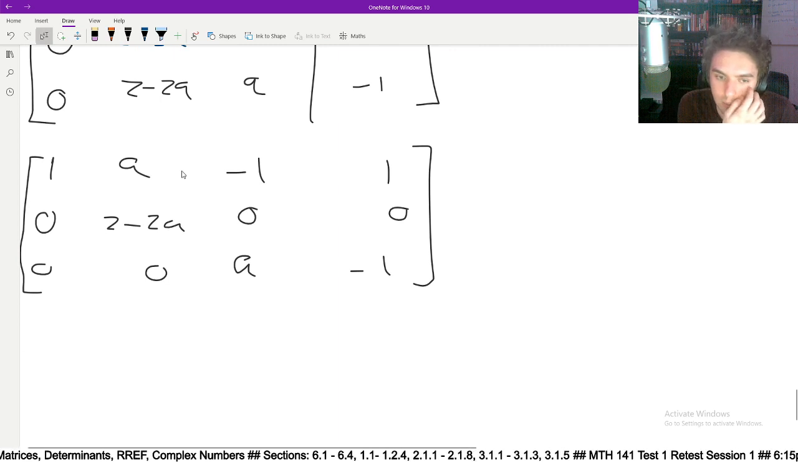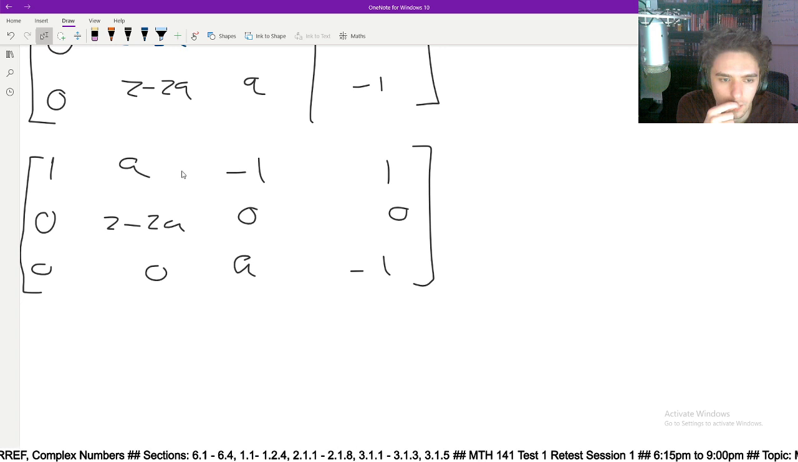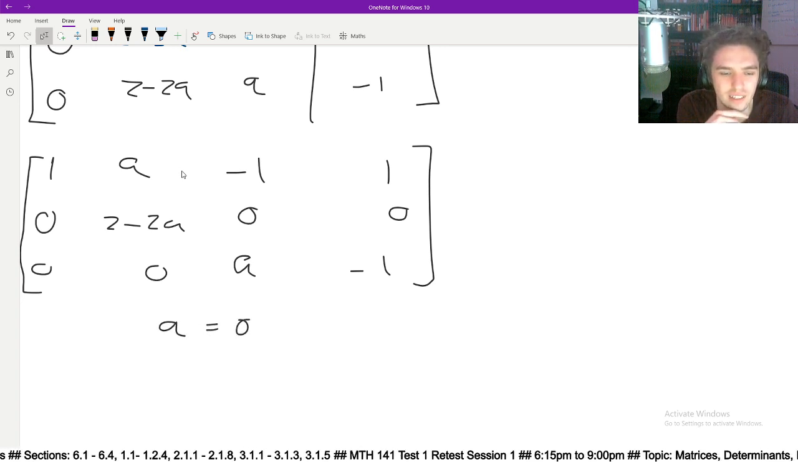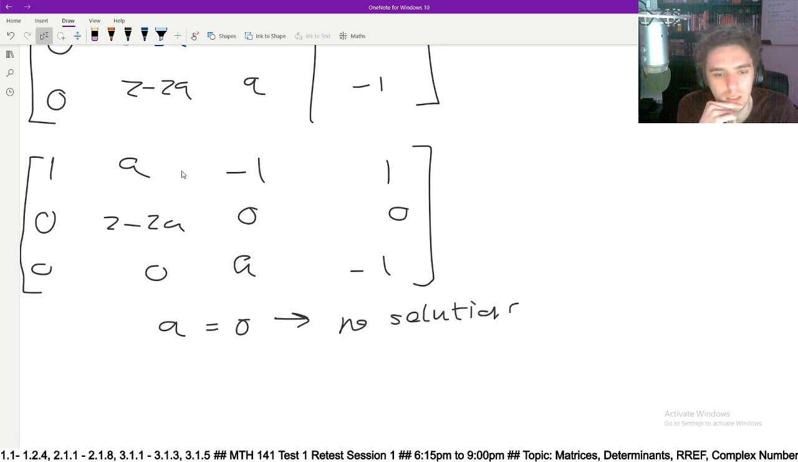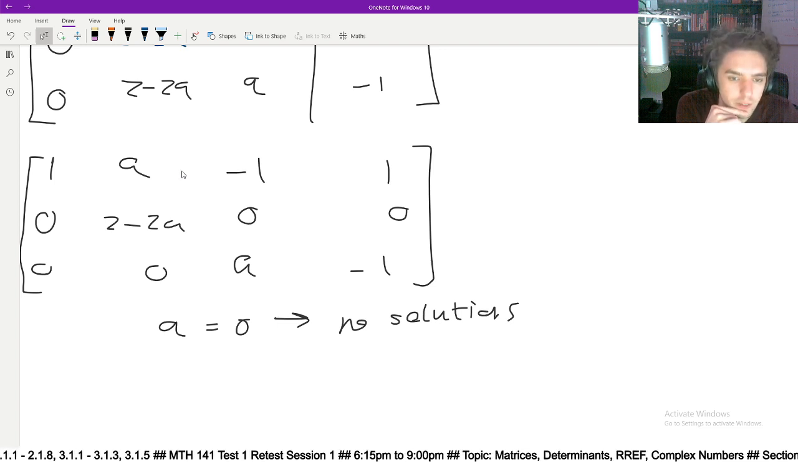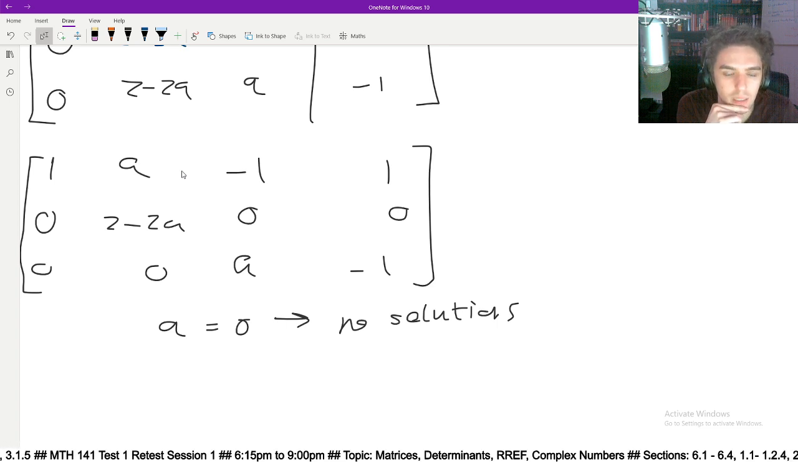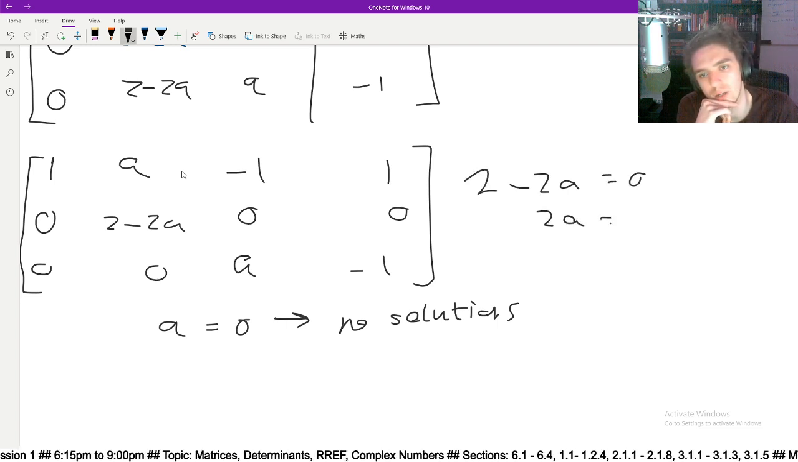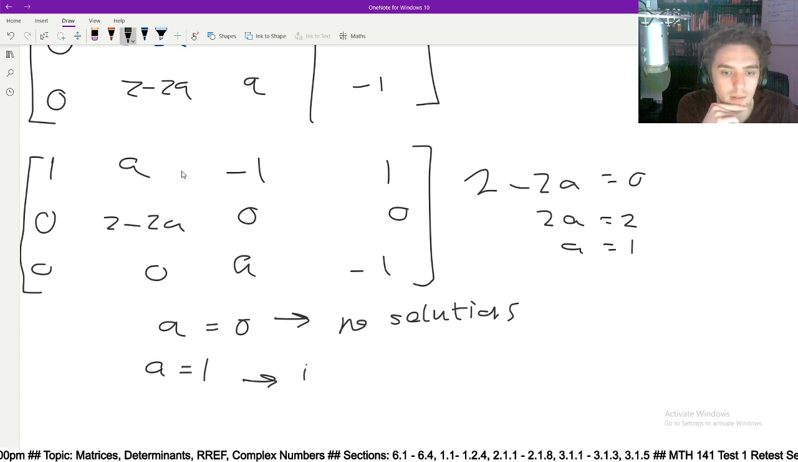So first of all, no solutions if a equals 0. If a equals 0, that means no solutions. Infinite solutions are on a row of all 0. So a can't be 0, right? But let's look at this row. How does this equal 0? 2 minus 2a equals 0, right? So 2a equals 2, a equals 1, right? So if a equals 1, infinite solutions.